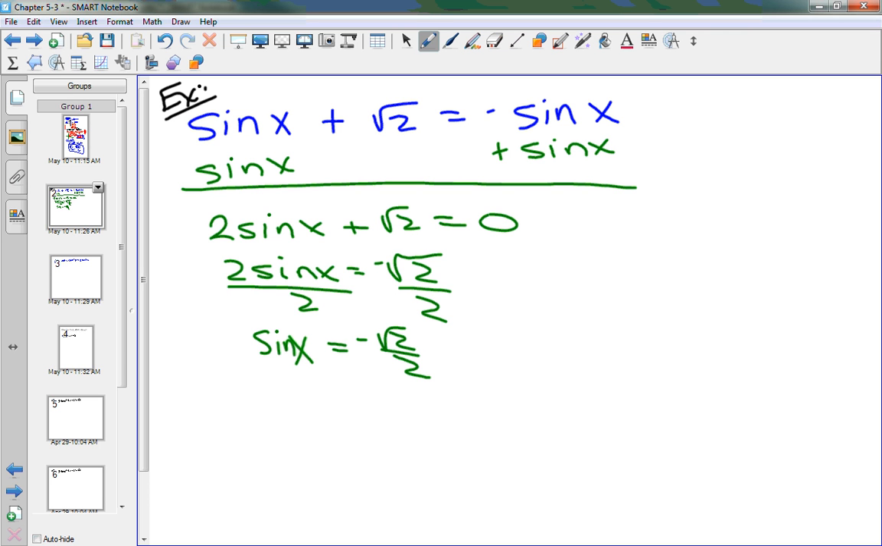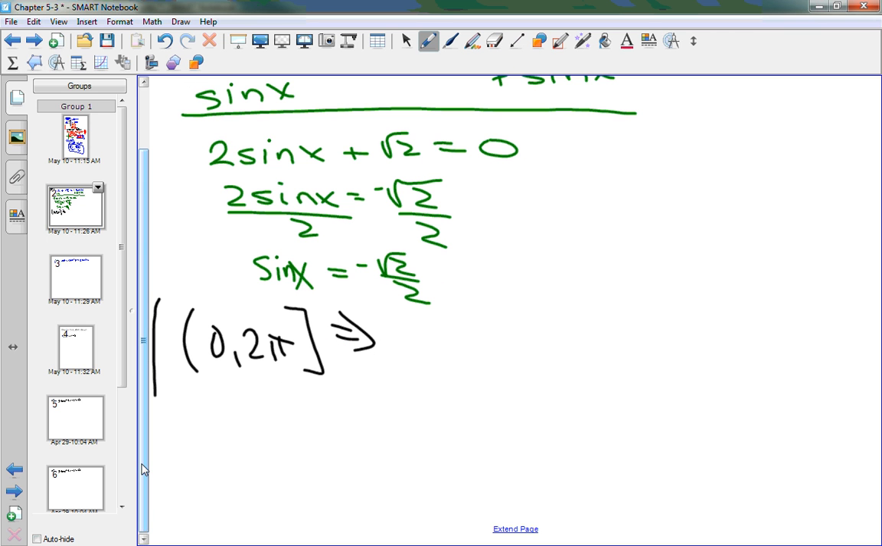Okay, so if my range was between 0 and 2 pi, what would be all of my answers? This is saying it's looking for all the angles that have a sine value of negative square root of 2 over 2, right? So where's sine negative at? Sine is negative in quads 3 and quad 4. So what two angles in quad 3 and 4 have a negative square root of 2 over 2 as their sine value?